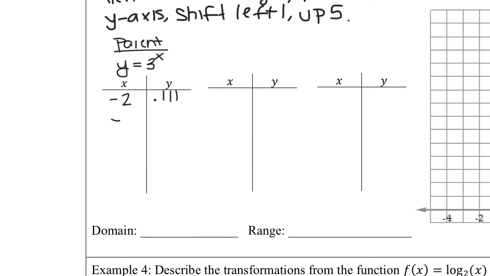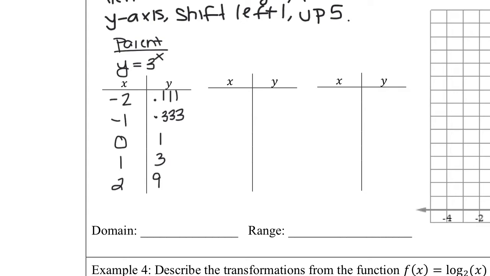Then I'm going to substitute negative 1. So 3 to the negative first power is 0.333, repeating. Then I'm going to plug in a 0. 3 to the 0 equals a 1. I'm going to substitute a 1. 3 to the first power is equal to 3. I'm going to substitute a 2. 3 to the second power is 9.